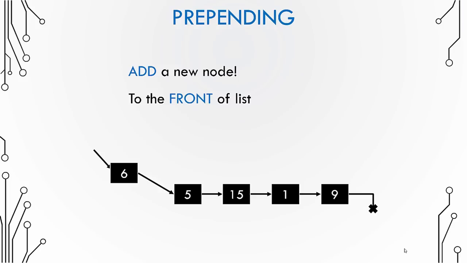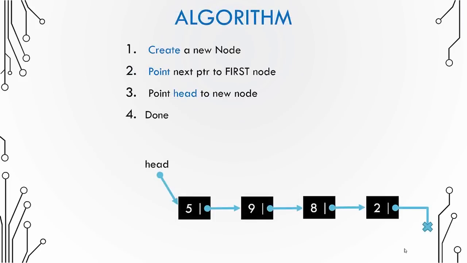Let us make this understanding clearer by going through this algorithm. There are just 3 steps to prepend a node to a linked list. First is to create a new node. When you create a node, you will have a data part and a link part. Now, since we are prepending a new node, we need to point that new node to the first node so that the new node becomes the first node.